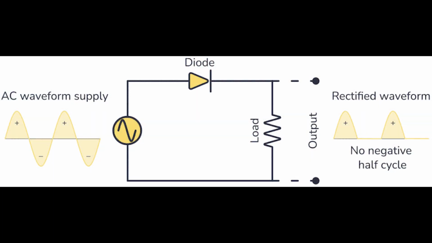How does rectification work? The key component in rectification is the diode. A diode is like a one-way valve for electricity. It's going to allow current to flow easily in one direction, a forward direction, and blocks or severely restricts current flow in the opposite direction.